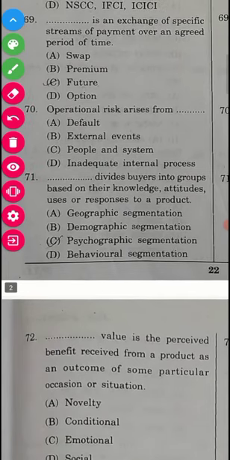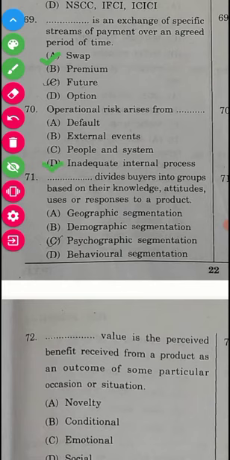Dash is an exchange of specific stream of payment over an agreed period of time. So which is nothing but swap. Option number A. Moving on to the question number 70. Operational risk arises from inadequate internal process. Option number D is the correct answer. So moving on to the 71.